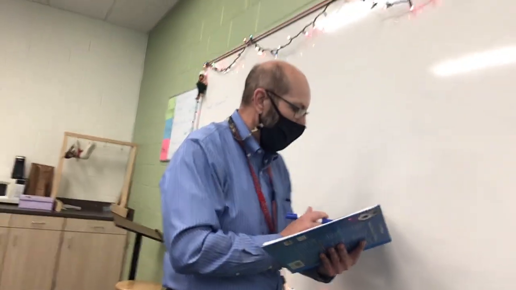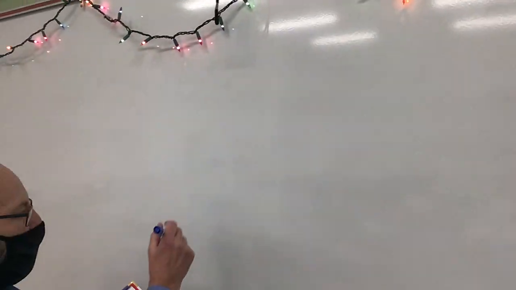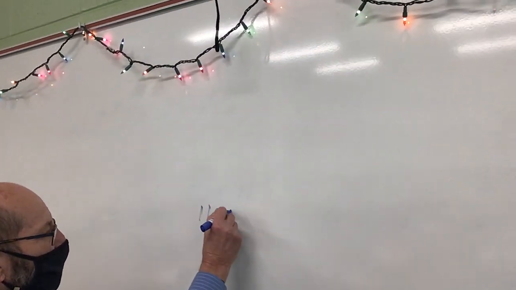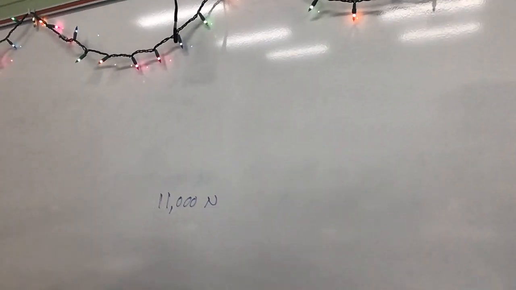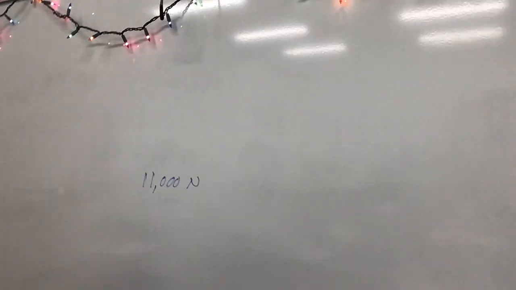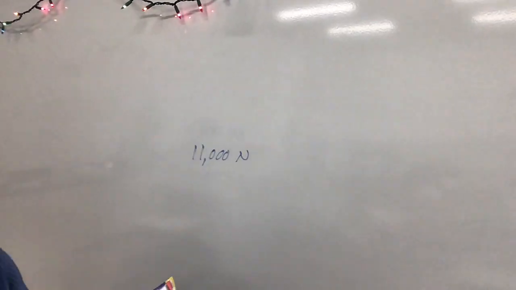All right, the problem in the book. We just want to work it, okay? It talks about a tow truck that exerts a force of 11,000 newtons. So you have 11,000 newtons, and it covers a distance. It talks about how it pulls a car out of a ditch. It moves the car a distance of 5 meters in 25 seconds. So what's the power of the tow truck?